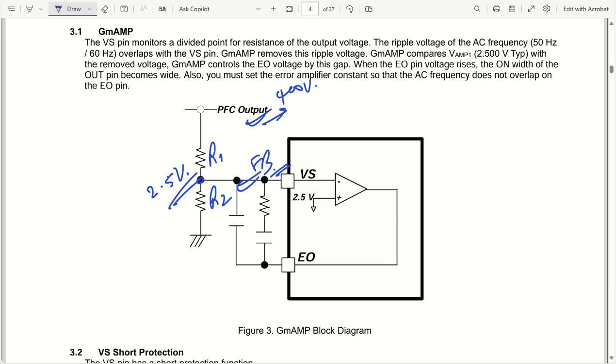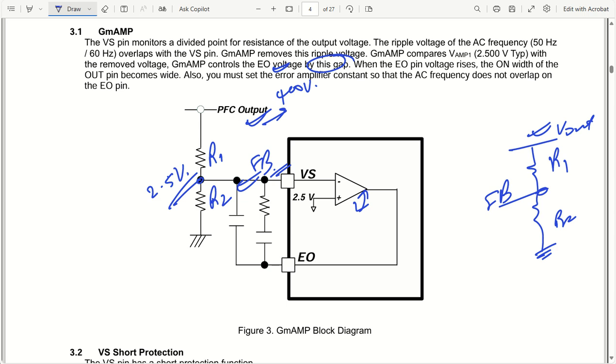I have already told you about this feedback functionality in a lot of switching regulators, where you set a regulated output voltage. Let us say V out we want to set, and this is my VFB pin. R1 and R2 will be designed in such a manner that this output voltage will be regulated to your specified voltage. This is the same way we have to do it here, with R1 and R2. You can see the gain amplifier actually controls the EO voltage by this gap. There will be a little bit of hysteresis as well. It will not immediately switch on or switch off, something like that, and this is how it is going to regulate your PFC output.